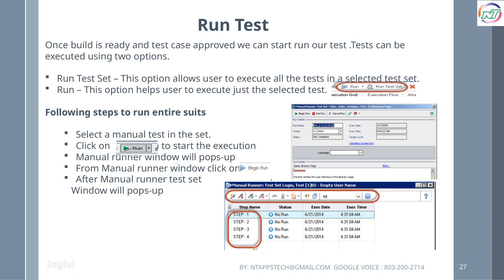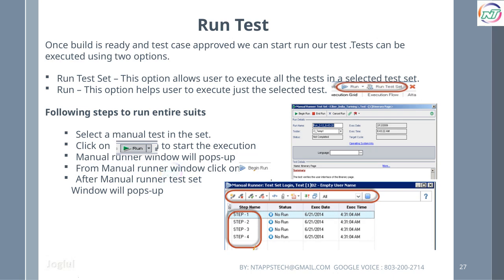Once the test build is complete and the test case is approved, you're ready to run your test. There are two options for executing tests. The first one is Run Test Set, which allows you to execute all tests within a specific set at once. The second option is simply Run, which helps you execute only the selected test.